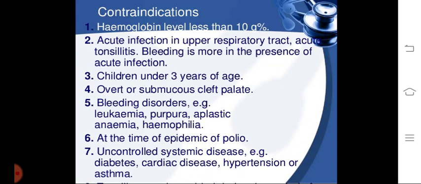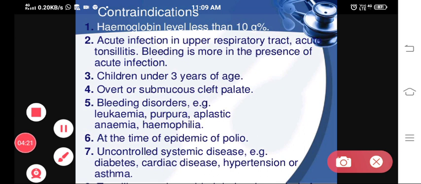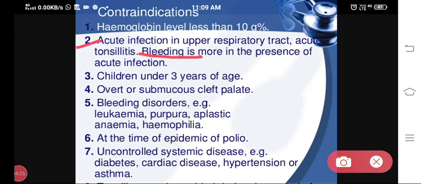Now, contraindications. So any surgery which you do, before indications, you must know what are the contraindications, when you should not do surgery. So if your patient is having all the indications but hemoglobin level is less than 10 gram percent, as one of the complications is hemorrhage, you shouldn't do this surgery. Acute infection in upper respiratory tract or acute tonsillitis, because bleeding is more, so you should avoid.